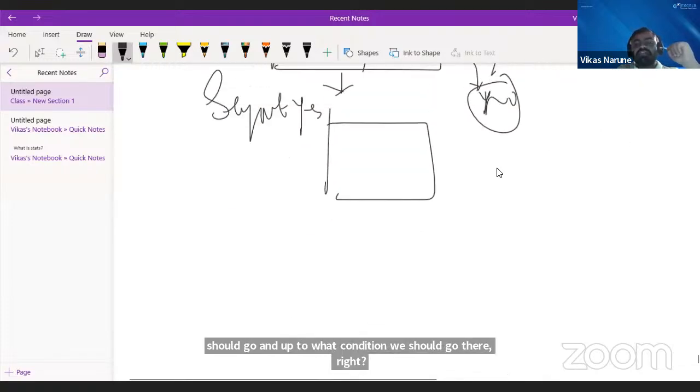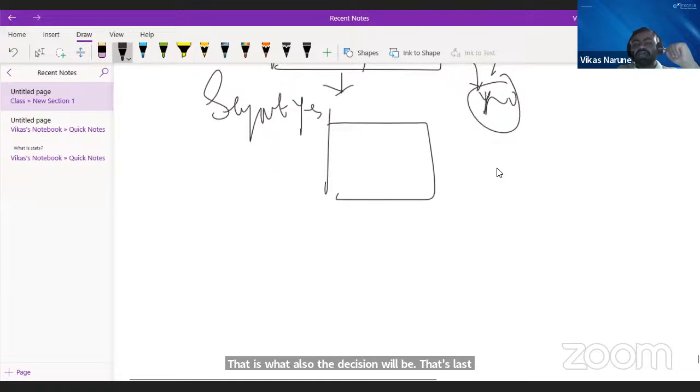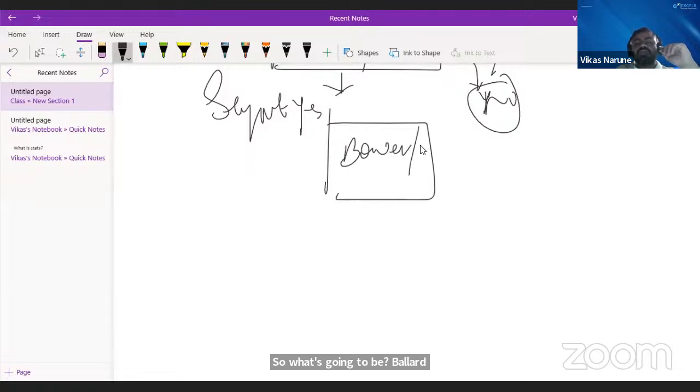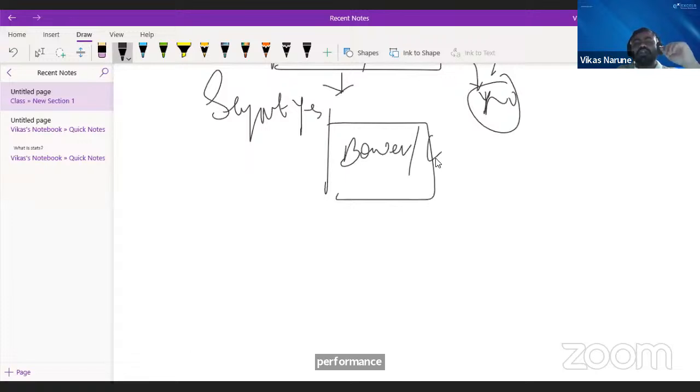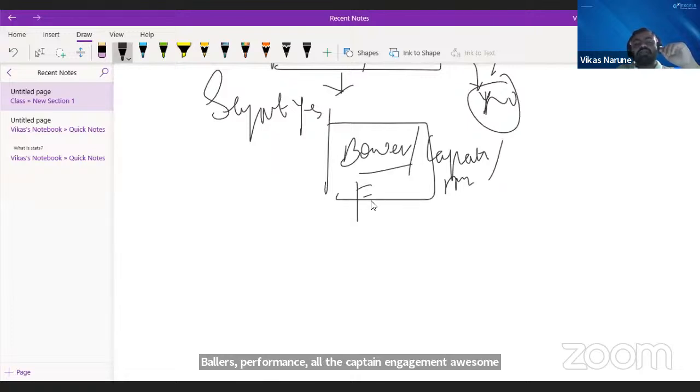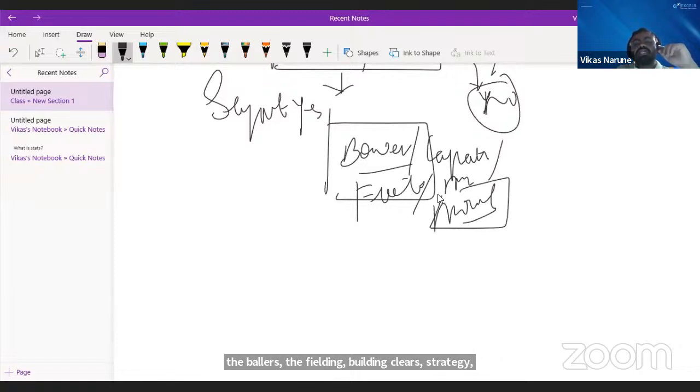Guys, last one or two conditions, please tell me. So what's going to be? Bowler performance, awesome. How is the bowler going to perform? Bowler's performance, the captain's engagement, awesome. Bowler, captain engagement, the morale of the captain, morale of the bowlers, the fielding players' strategy, their morale, the entire thing is going to make sense on that day. How are the people pumped up on the day?